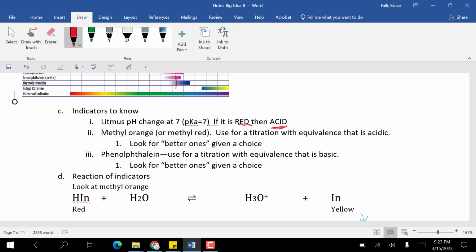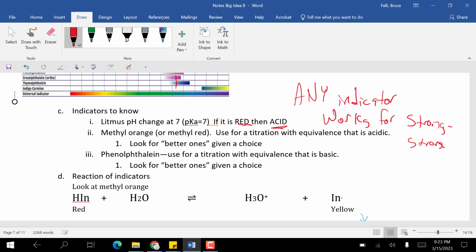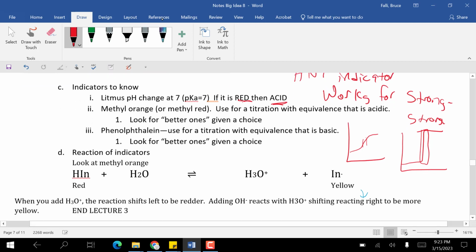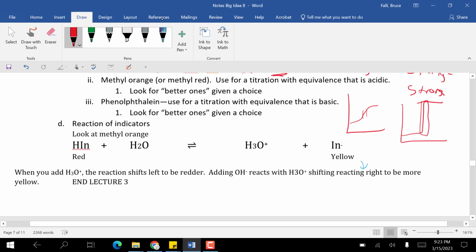Now, here's the thing you should know. Any indicator works for strong. The reason is, if I have something that's weak, it kind of does one of those little curves, so it's got a big range in here. But if it's strong, it's like this, whoop, and then all of the pH units change in that same spot. Mild exaggeration, but not much.